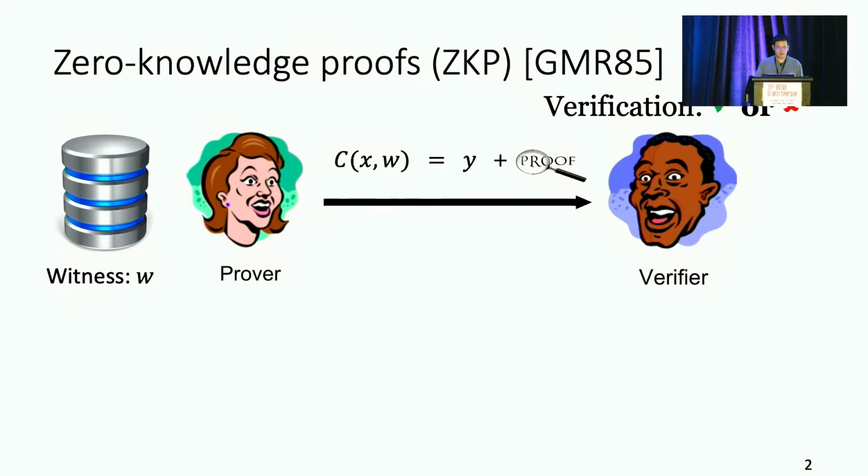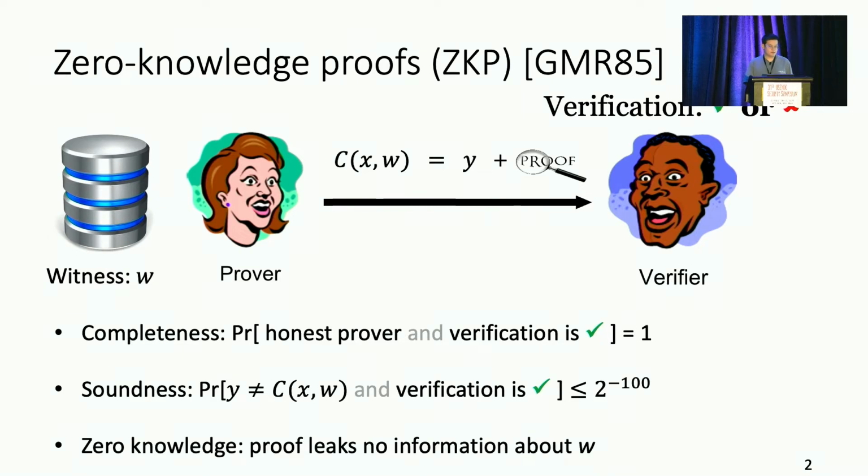And there are three important properties of zero-knowledge proofs. The first one is completeness. It means if the prover is honest and the statement is correct, then the verifier will accept it. Soundness means if the prover is cheating and the statement is incorrect, the verifier will reject the statement except for negligible probability. And zero knowledge means the proof doesn't leak any information about the private input of the prover.